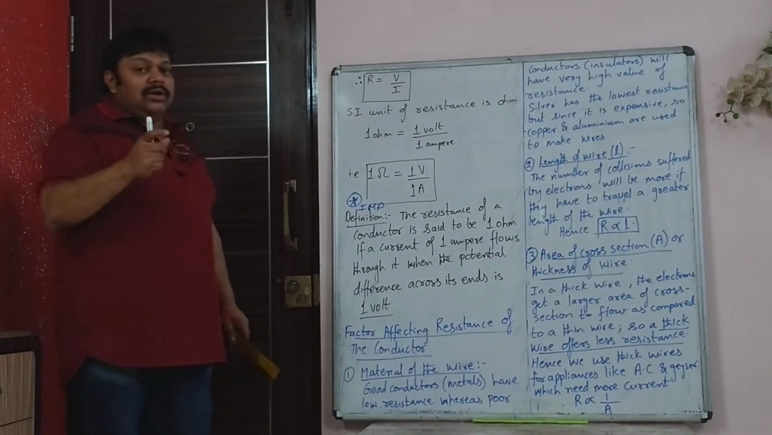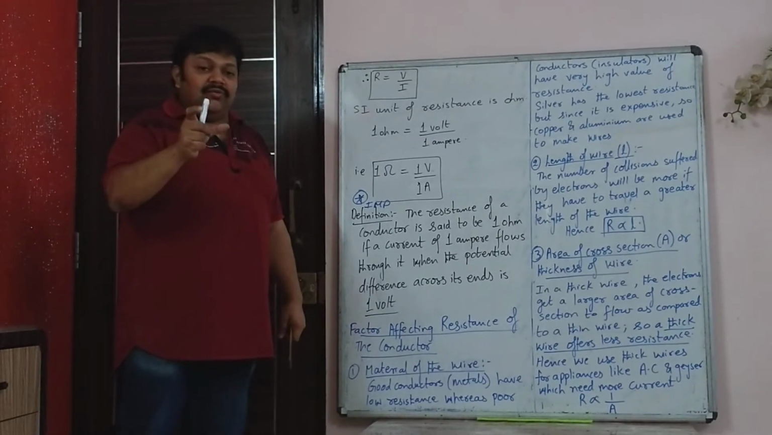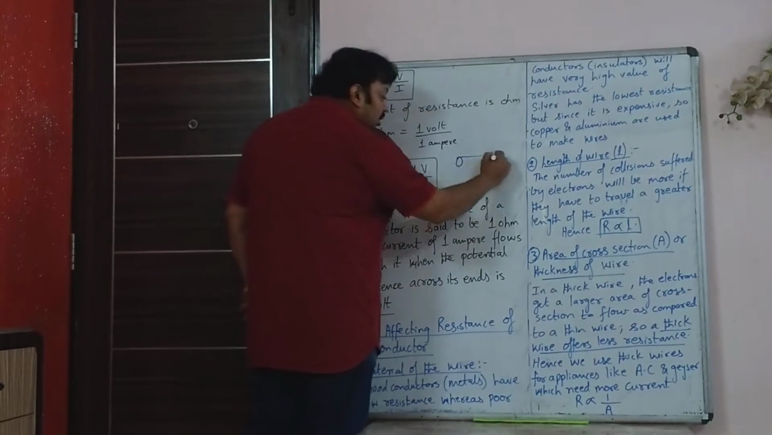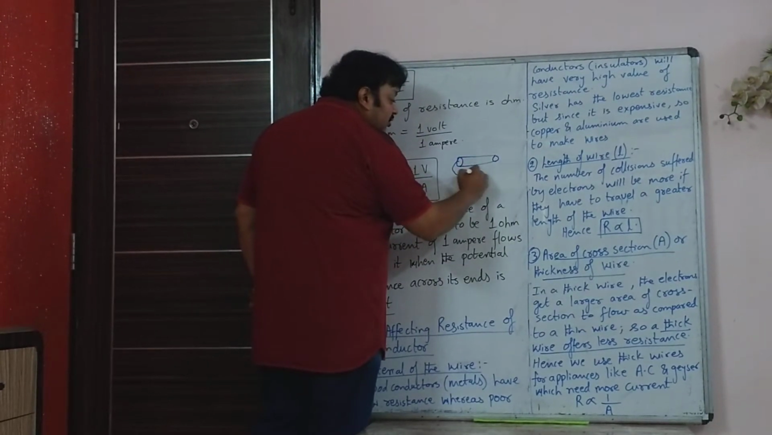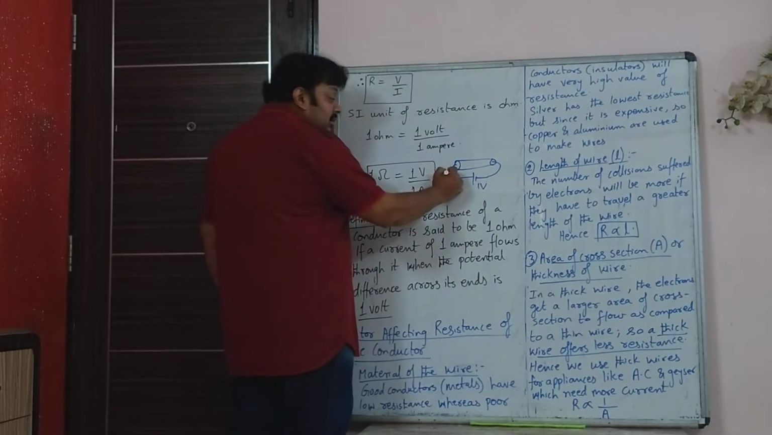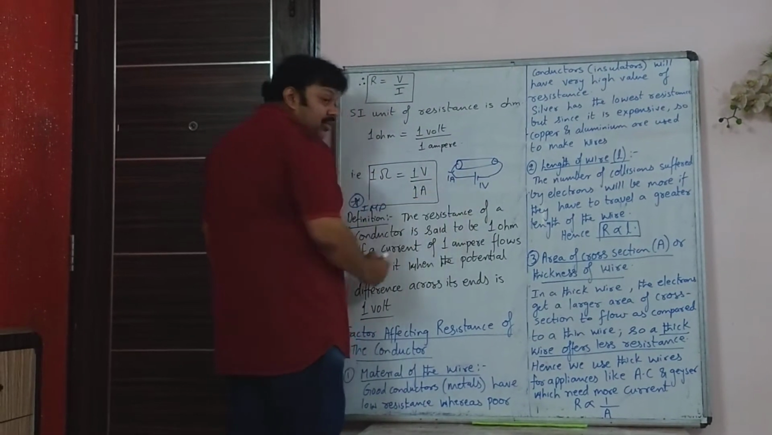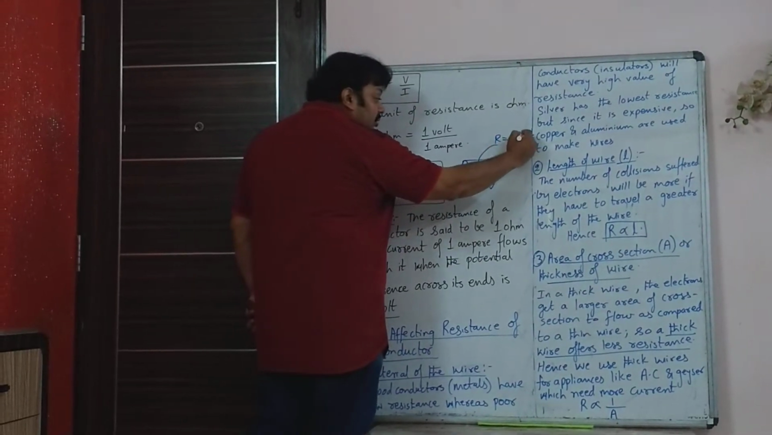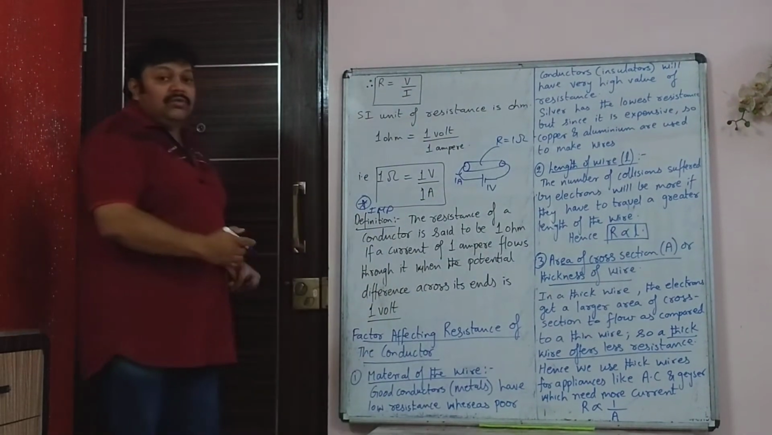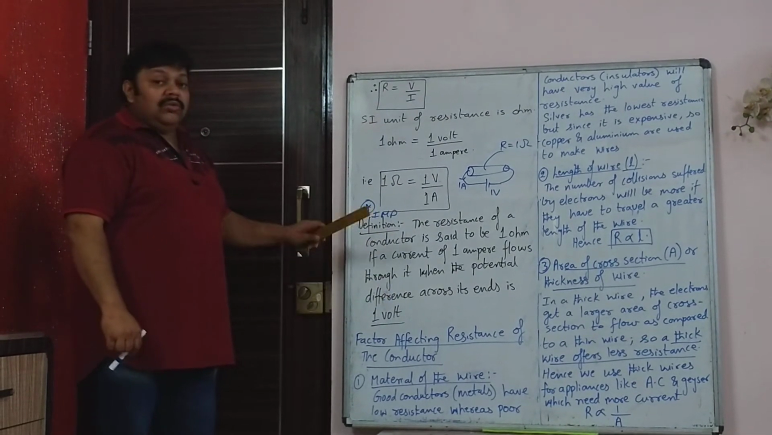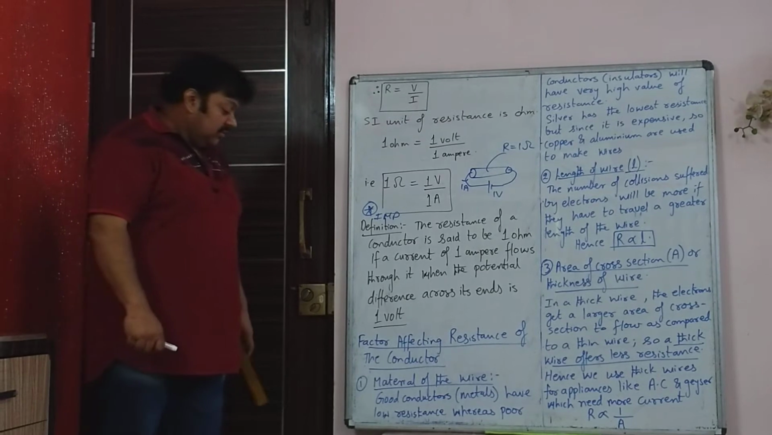So if you take a conductor and apply a potential difference of 1 volt between the two ends of the conductor like this, and if the ammeter reading is 1 ampere, then we can say that this conductor's resistance is 1 ohm. So that is the meaning of the statement. So this is how you have to define 1 ohm, which is the unit of resistance.